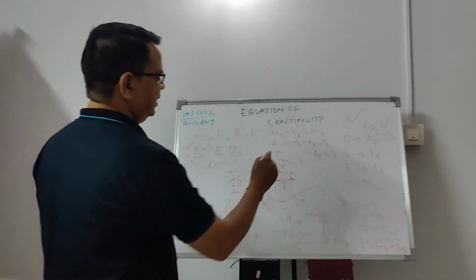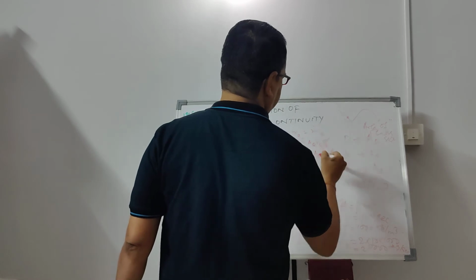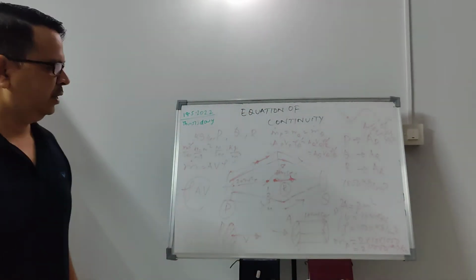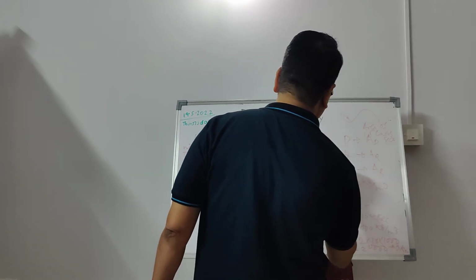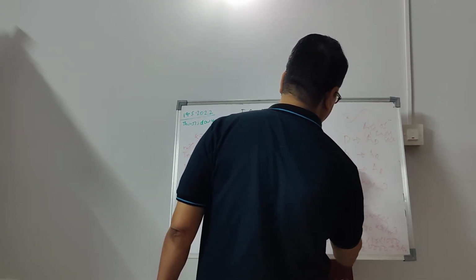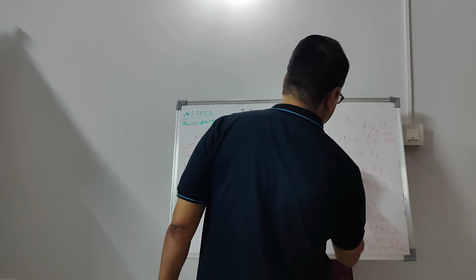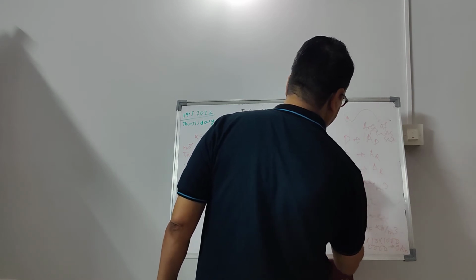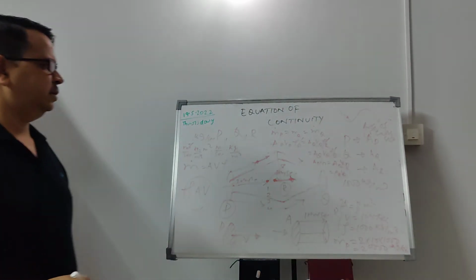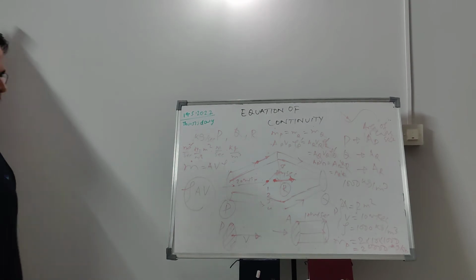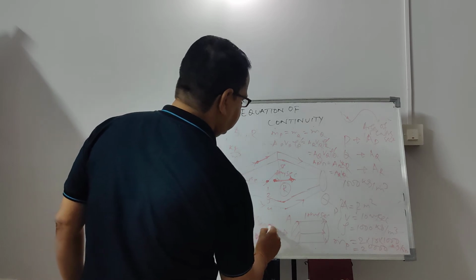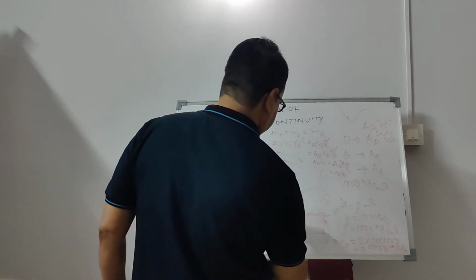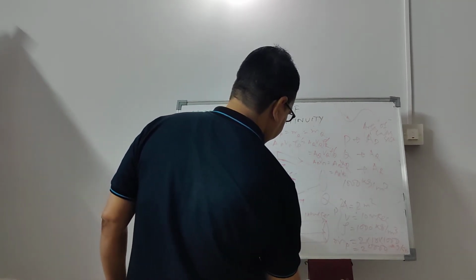So if that is the case, you can just cancel out this rho term. So that means your AP into VP is equal to AR into VR is equal to AQ into VQ, right? So this becomes your equation of continuity. This kg per second, this unit AV means it will become meter cube per second. That's all, meter cube per second.